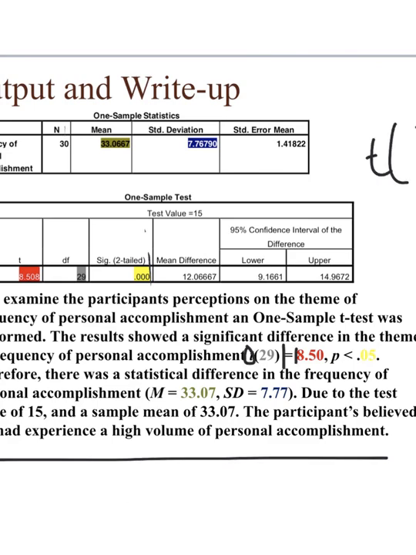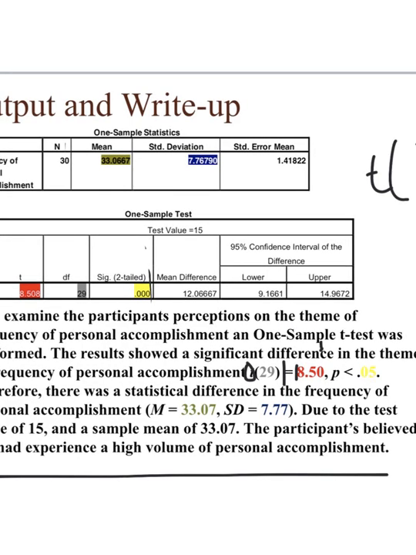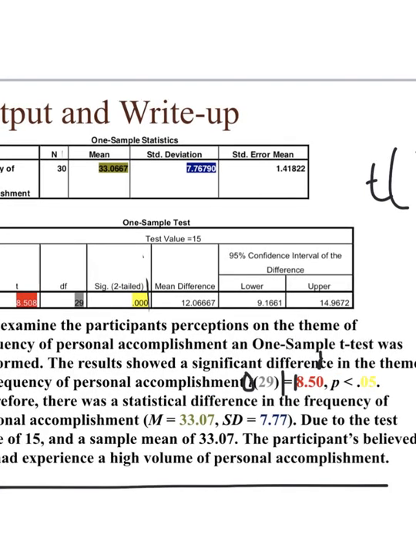Okay. Then you've got 8.5. This should be 8.51. Okay, 8.51. P is less than 0.05. Therefore, there's a statistical significance. And then here you see the mean and the standard deviation. And then this last sentence talks about the test value versus this mean right here.